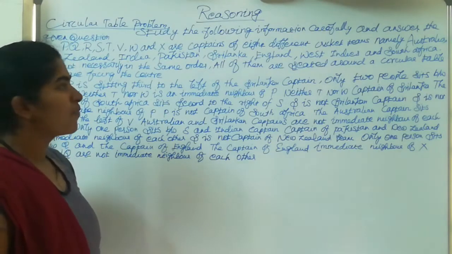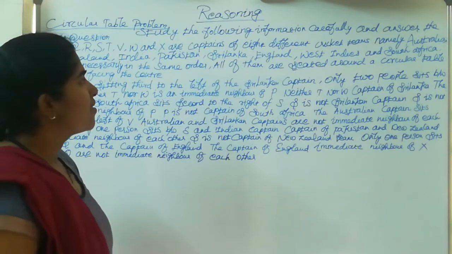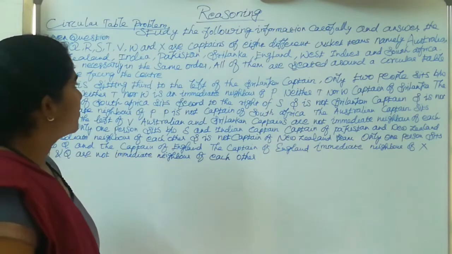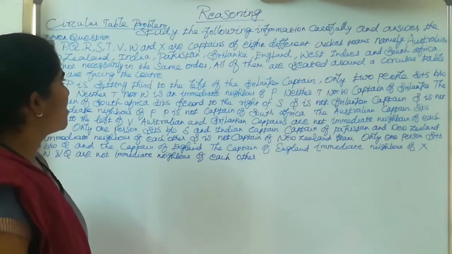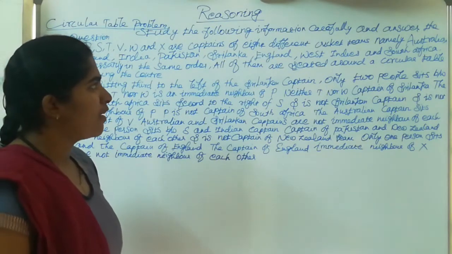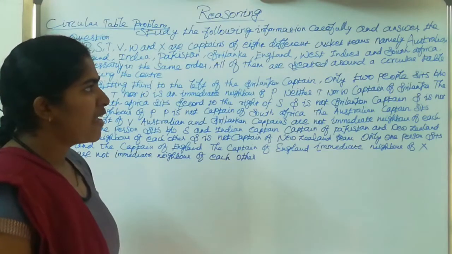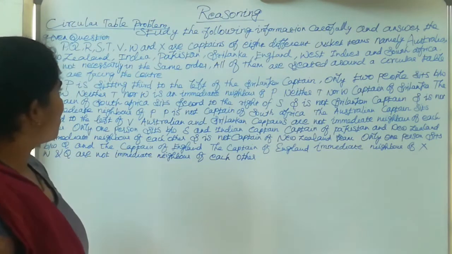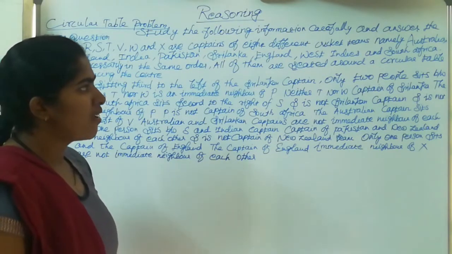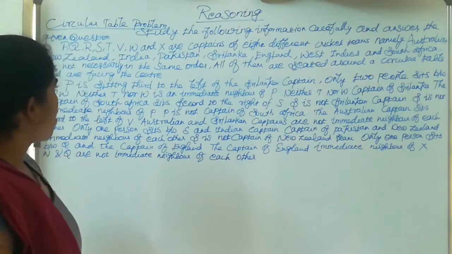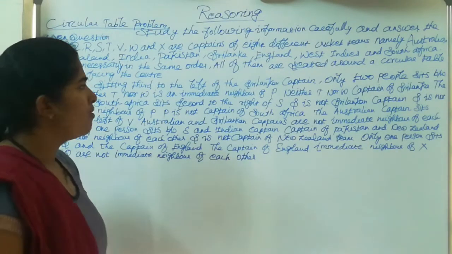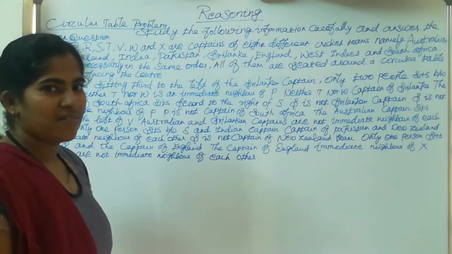Circular table problem. Question: Study the following information carefully and answer the given question. P, Q, R, S, T, V, W and X are captains of 8 different cricket teams, namely Australia, New Zealand, India, Pakistan, Sri Lanka, England, West Indies and South Africa, but not necessarily in the same order. All of them are seated around a circular table and are facing the center.